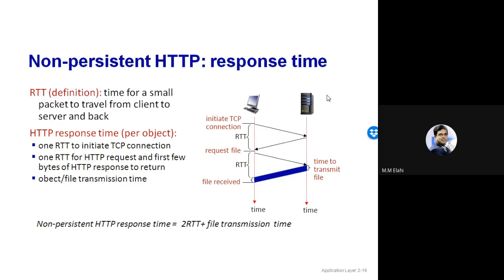Now, how can we convert this concept into a mathematical or numerical format? We use one term called RTT, round trip time. What is the definition of RTT? Time for a small packet to travel from client to server and back. Not only client to server, but also the response should be back to the client, as you can see in the diagram on the right side. Can you see?